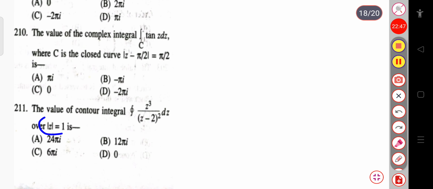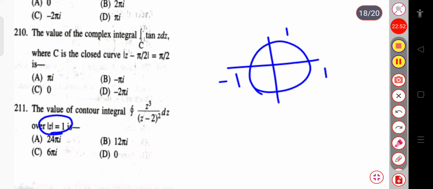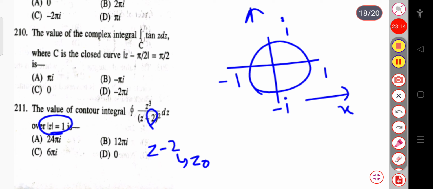Again the same type of question. Here mod z equal to 1 is given, so the radius of the circle is 1. Here x is the real axis and this one is your imaginary axis, so I am considering the radius 1 into i, and this is minus 1 into i. Now here this is z cube by (z minus 2) square. This 2 represents the z0 point. The point 2 lies outside the circle, so directly you can say the integral of this will be equal to 0.